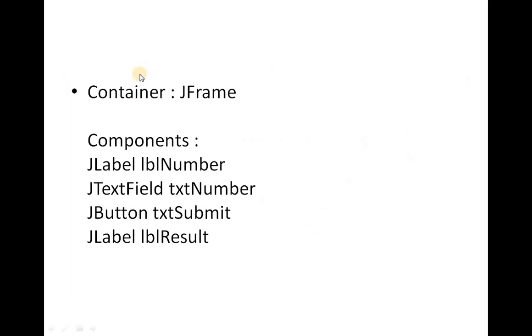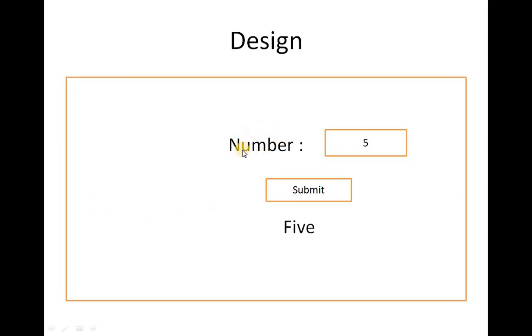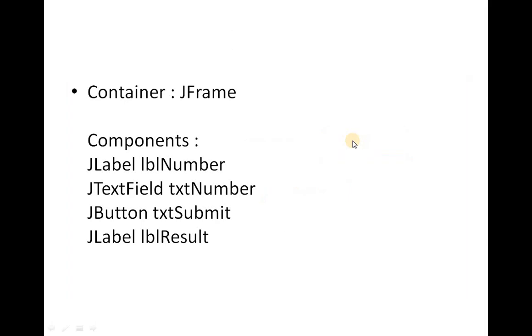So let us see what are the containers here and what are the components. As we see here, this is what is called a JLabel, and this is also a JLabel, and this is a JButton, and this is a JTextField. So there are four components in this particular program, and all these four components are placed within a container. This whole thing is a container. We are using the JFrame as a container. So JFrame is a container, and there are four components in this program. Out of that, this is a label, this is a label, this is a button, and this is a text field.